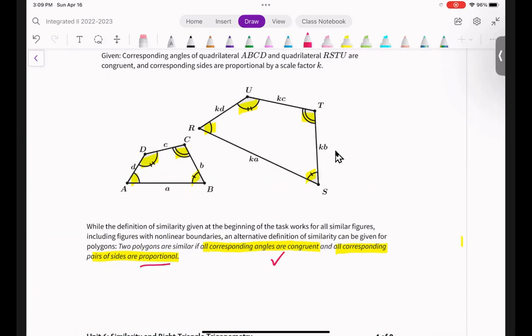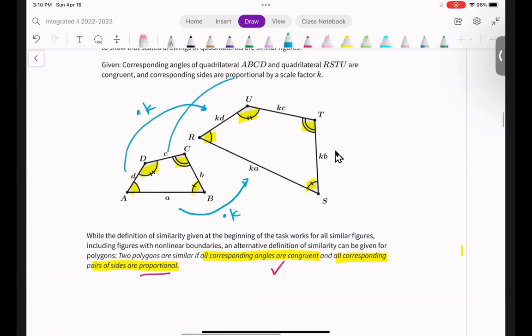And then they're proportional. So proportional means if I go from here to here, I'm multiplying by K. Now, if I go from here to here, I'm still multiplying by K. And from C to KC, I'm still multiplying by K. And from B to KB, I'm still multiplying by K. So that is what we call proportional.